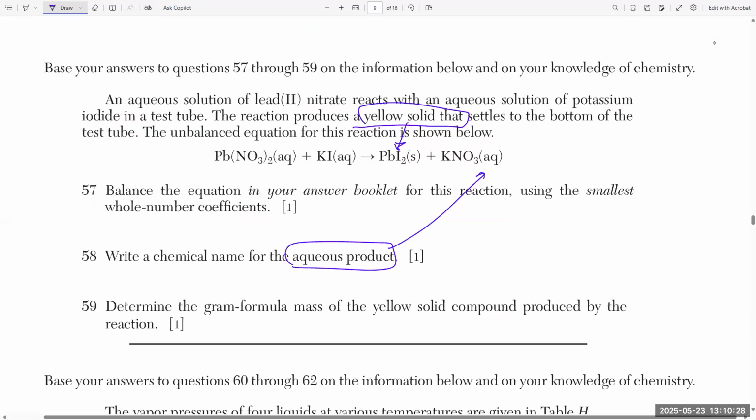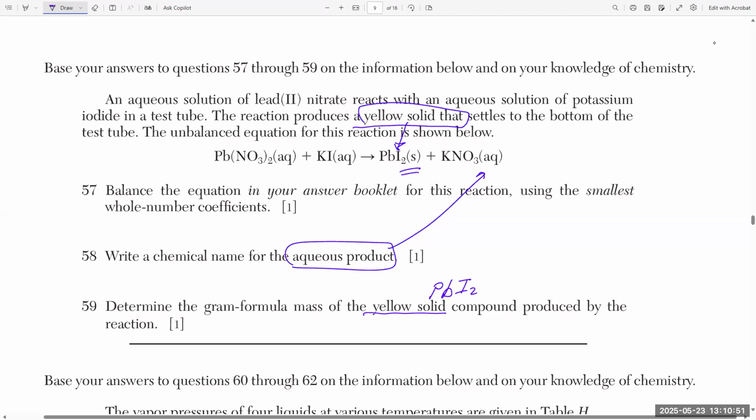Okay. All right. Let's continue going. Determine the gram formula mass of the yellow solid compound. All right, so right now I'm going to change this to that, because I know that's the yellow solid compound. It's solid right here. Then with the gram formula mass, that's not that difficult, is it?